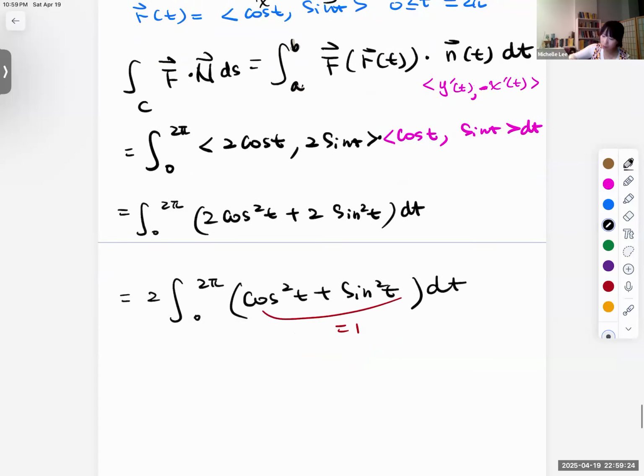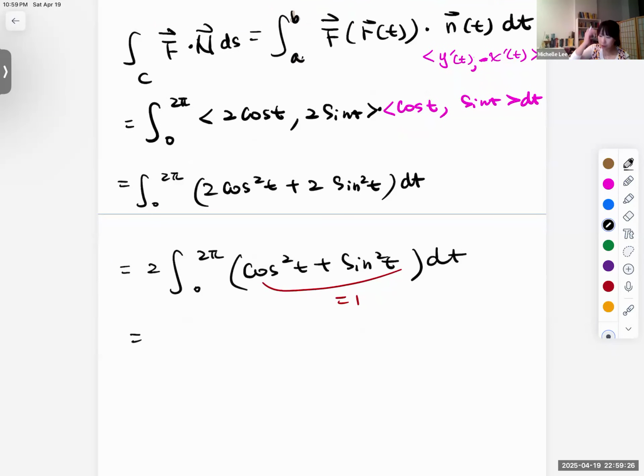Then let's integrate. 2t from 0 to 2 pi, which is 4 pi.